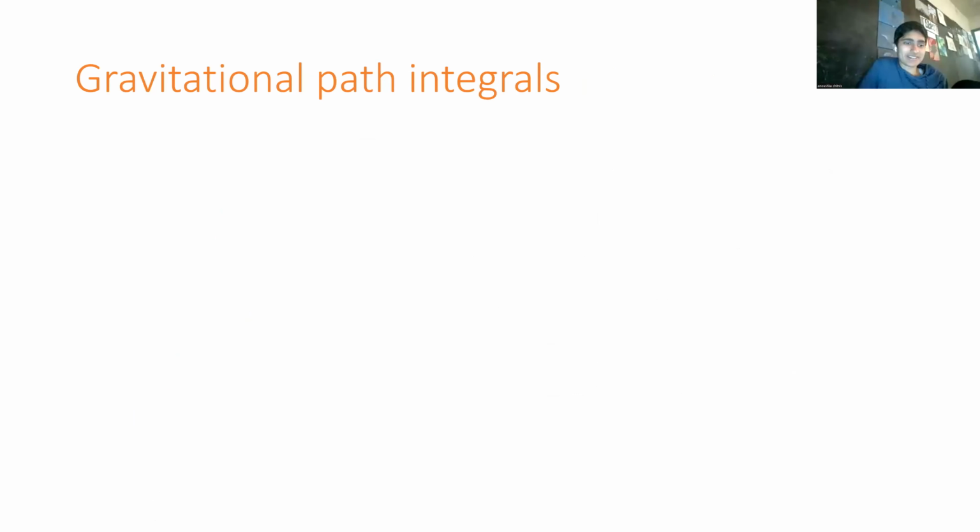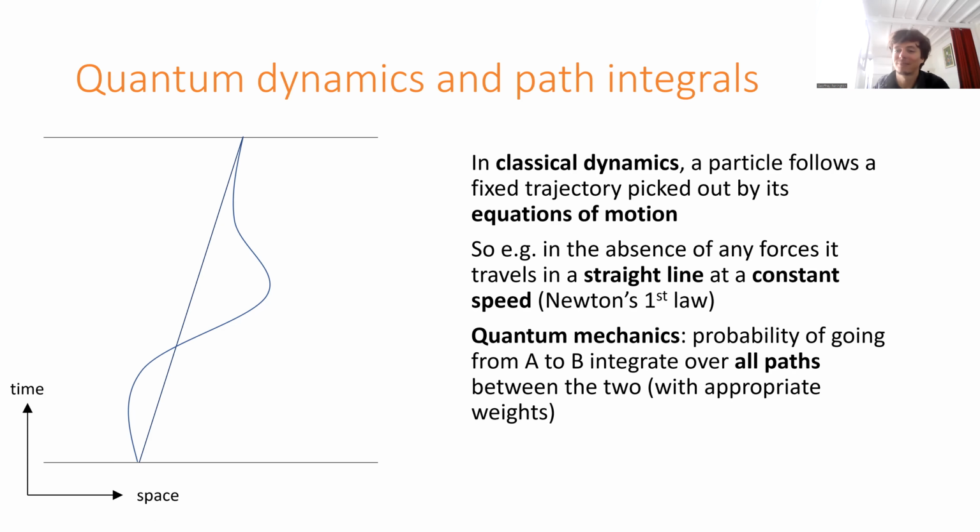Can I ask a question about the path? Yep. So wouldn't there technically be infinite paths? So how would you add up the probabilities? Like what kind of weighting do you give the path?